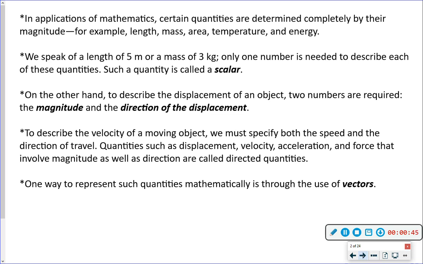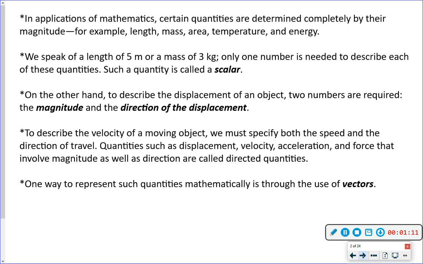We speak of a length of 5 meters or a mass of 3 kilograms. Only one number is needed to describe the quantities. We call it a scalar. On the other hand, to describe the displacement of an object, 2 numbers are required, and this is what we're going to have today. We're going to give the magnitude, the length, and then the direction. It almost makes me think of polar coordinates again. You're going to have the r, theta, the length and the direction. We're going to use an angle for that.